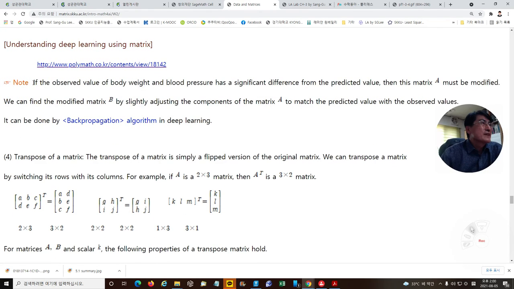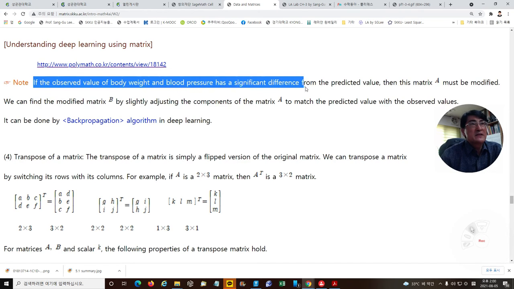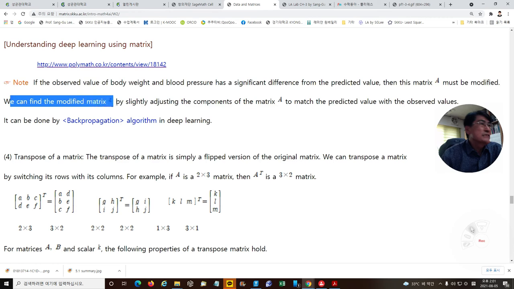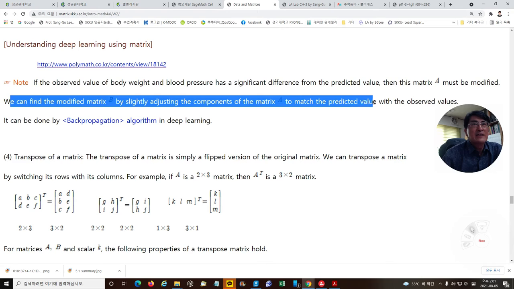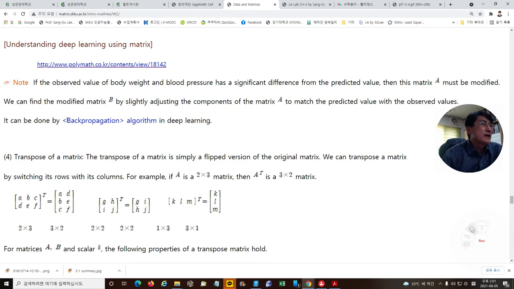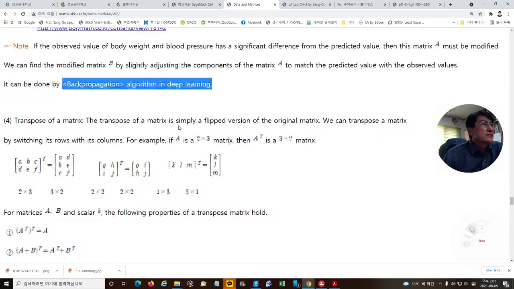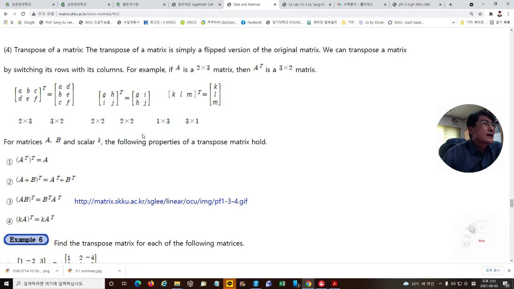If the observed value of body weight and blood pressure has a significant difference from the predicted value, then this matrix A must be modified. So we can find the modified matrix B by slightly adjusting the components of matrix A to match the predicted value with the observed value. It can be done by the backpropagation algorithm in deep learning that we will learn in the last chapter of our textbook. And next, we define the transpose of a matrix.